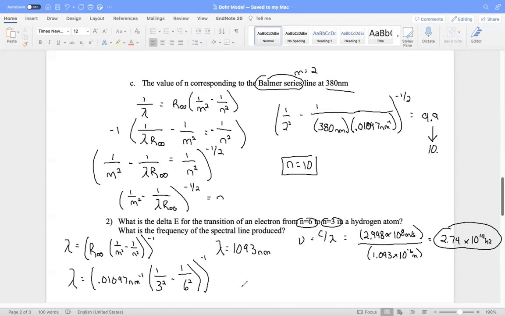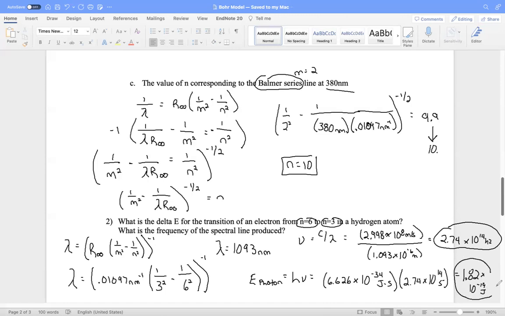And so finally, we can go back to the first part of the question, which was solving for our energy. So the energy of a photon for the spectral line is going to be our Planck's constant times our nu, which is just 6.626 times 10 to the negative 34 joule seconds times 2.74 times 10 to the 14 hertz, or seconds inverted. And so this is going to give us 1.82 times 10 to the negative 19 joules.